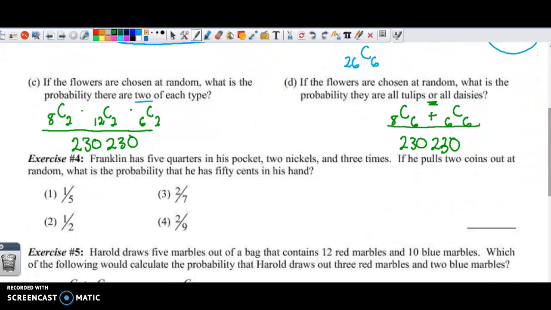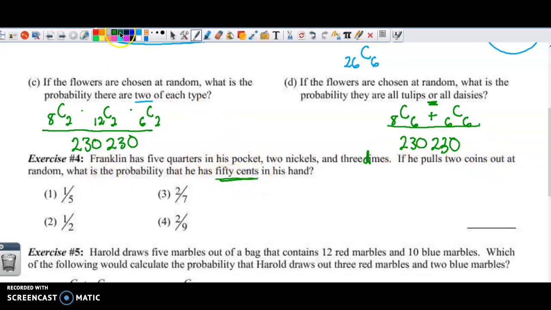So exercise 4, again, you can see it as a reduced fraction, but we have Franklin, who has 5 quarters in his pocket, 2 nickels, 3 dimes. I think that's supposed to say dimes. If he pulls 2 coins out at random, what is the probability that he has 50 cents in his hand?